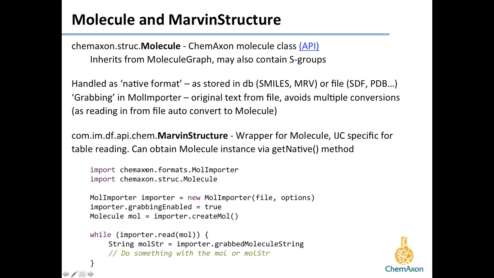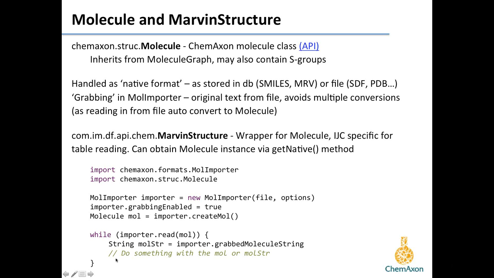So if we're going to put this together in a little snippet down here, we're going to first import our MolImporter and our Molecule class for utility. We're again going to set up our importing of a file, and now we're going to enable grabbing. So our MolImporter can now use the grabbing feature to grab the actual native format from the file itself, as opposed to forcing everything to be converted to a molecule object.